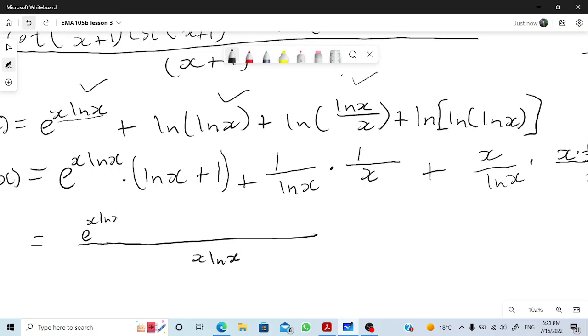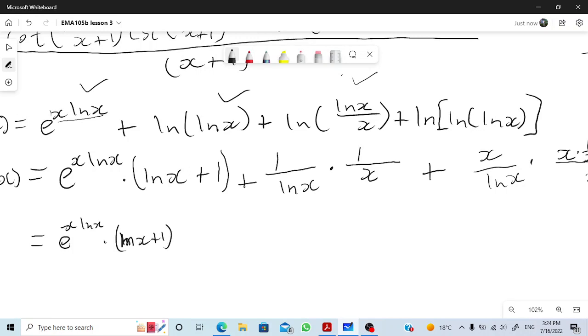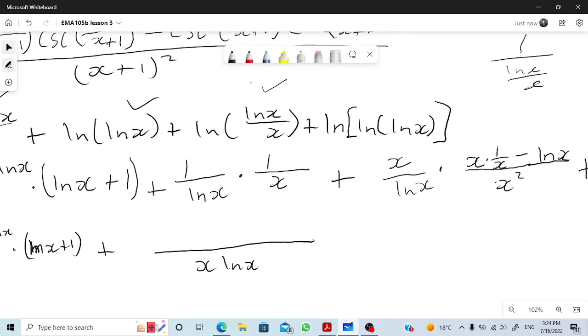So to leave it as it is, it equals, now we have e exponent x ln x, multiplied by ln of x plus 1 in the bracket, plus, now we have x then x, so the numerator is 1. I'm just going to leave it and come to this one here.